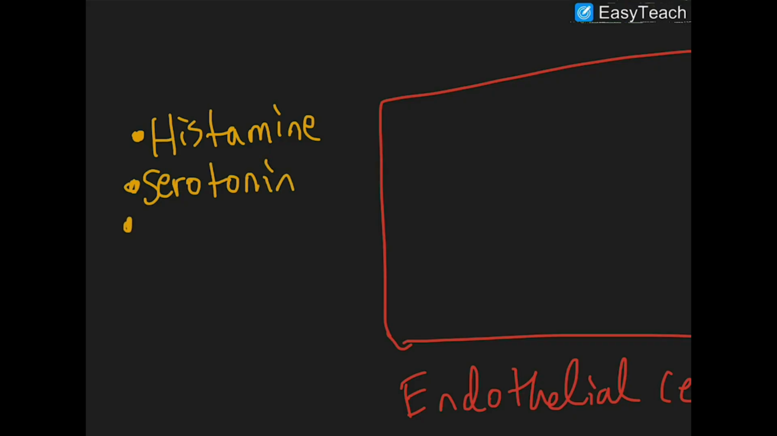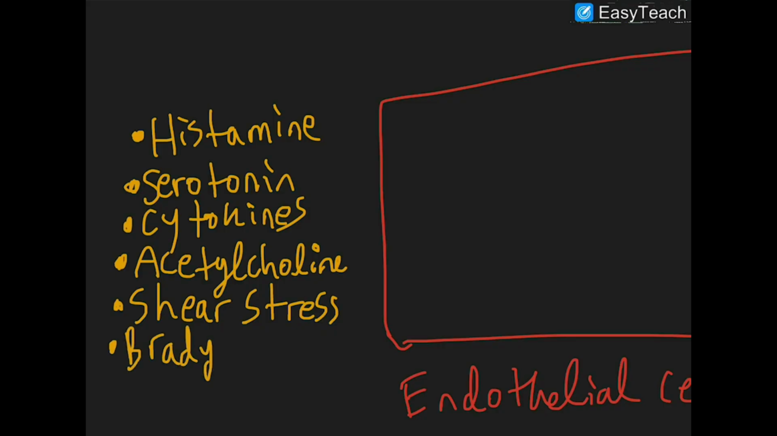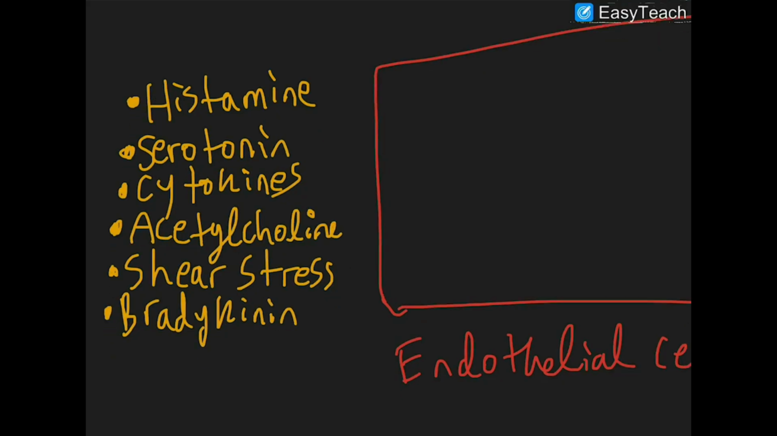Then we have things like prostaglandins, right? Even cytokines, right? Inflammatory cytokines, as we know, can definitely lead to vasodilation, inflammation, edema, water retention. Acetylcholine can definitely trigger vasodilation. Just shear stress in general, right? Shear stress on the blood vessel lining can lead to nitric oxide production. And then we have bradykinin that can definitely lead to vasodilation. And there's many more, right?